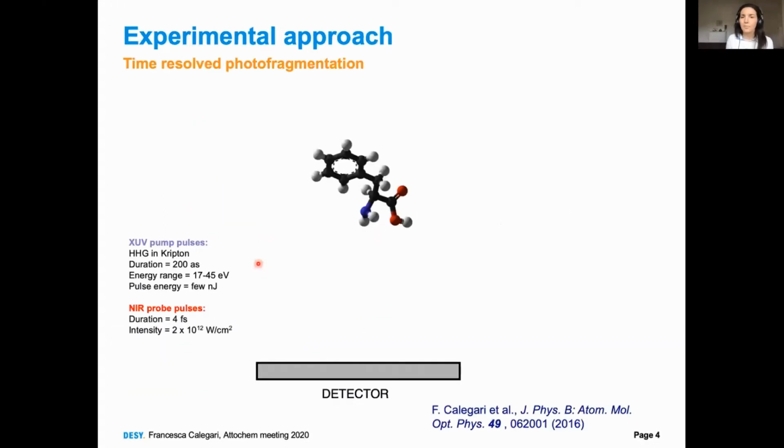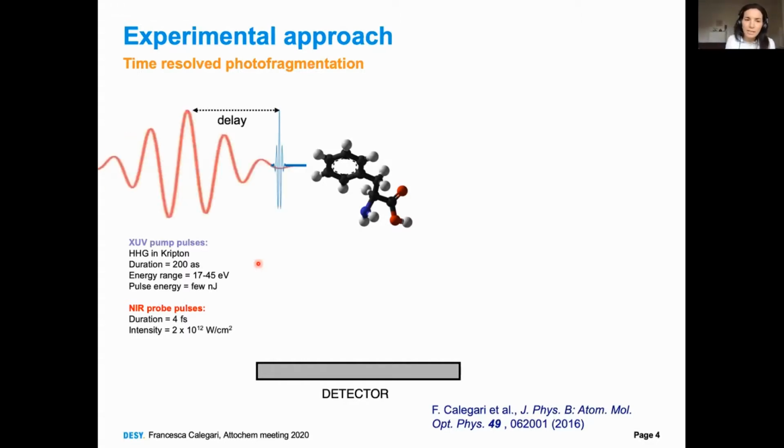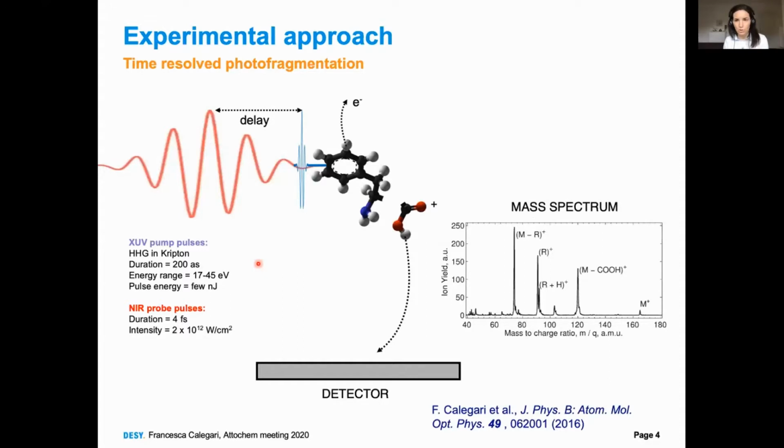So the way we wanted to look at this process was to send a sequence of pulses in this pump and probe approach, which has also been mentioned before. So we send an XUV attosecond pulse with a duration of approximately 200 attoseconds, followed by an infrared probe field with a few femtosecond duration. And we measure the ion yield. This was also mentioned by Fernando.